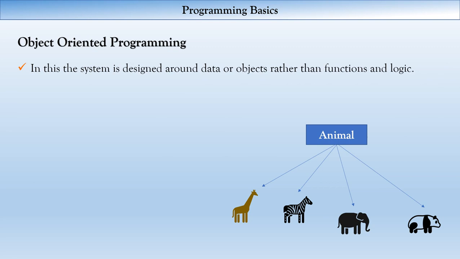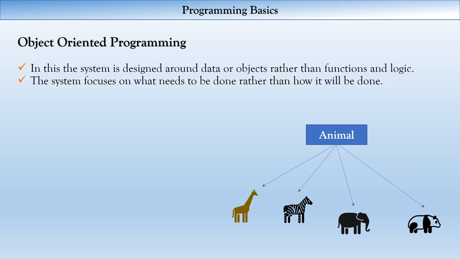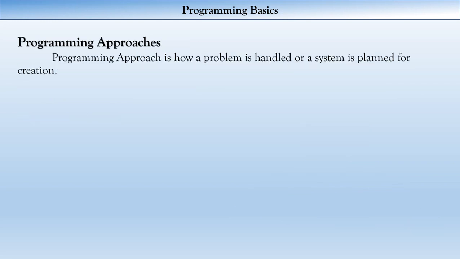Now the next language is object-oriented programming. In object-oriented programming, the system is designed around data or objects rather than functions and logics. The system focuses on what needs to be done, whereas in procedural programming, the system focuses on how a task is performed. Object-oriented languages are based on the bottom-up approach. We'll understand this in the next few minutes. Now the examples of object-oriented languages are Java, C++ and .NET.